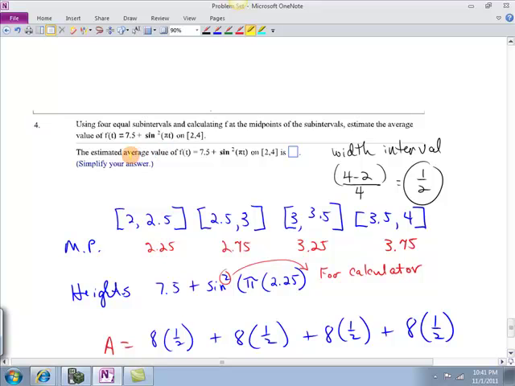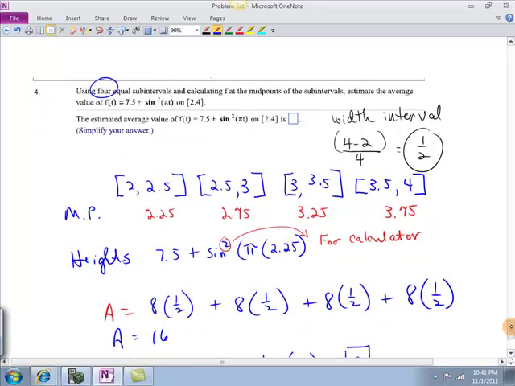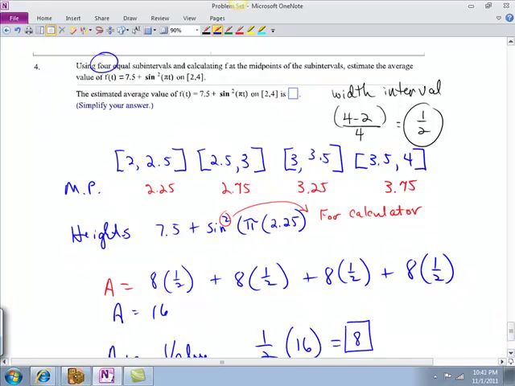You do have 7.5 plus sine squared pi t on this interval. The interval 4 minus 2 divided by 4, because it said use 4 intervals, is still 1/2. There's the intervals, there's the midpoints, and then you can do this on the calculator. Let me show you that.